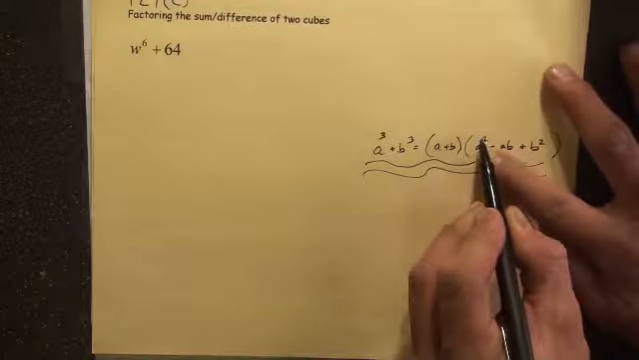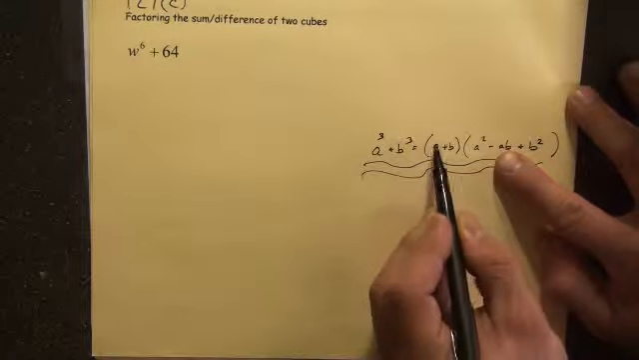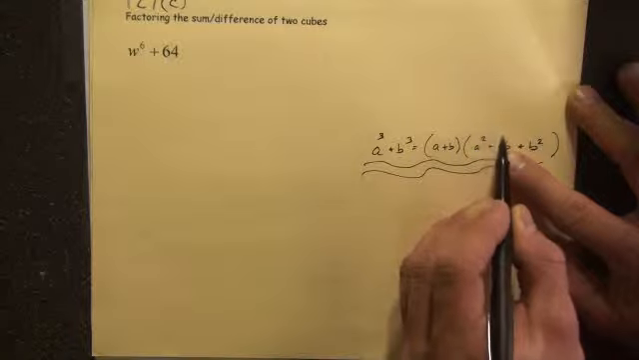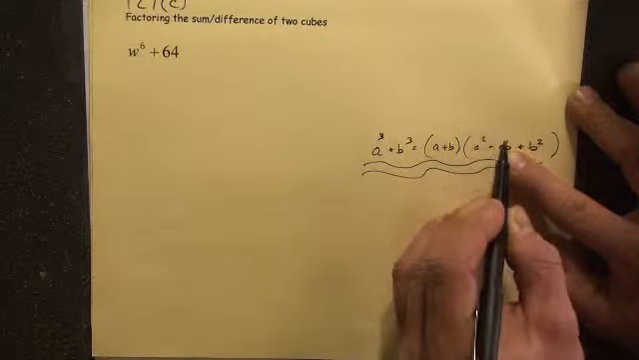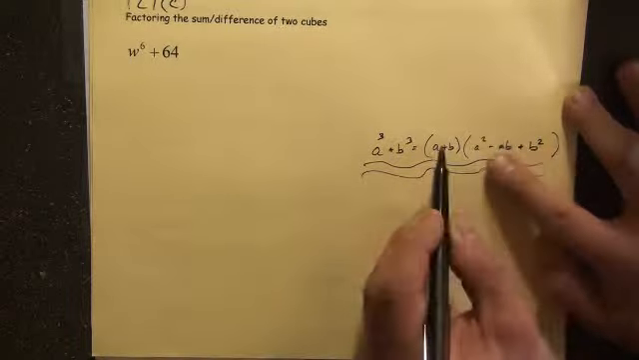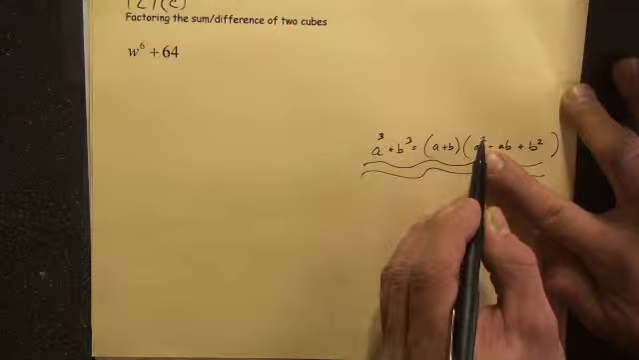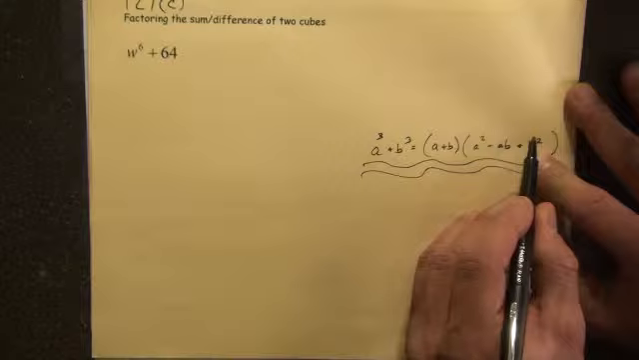If you multiply this, you'll get your a cubed. If you multiply this, you'll get plus b cubed. If you distribute to this, you'll get minus a squared b. Distribute this, you'll get minus ab squared. When you distribute the a over here, you get a plus ab squared. That cancels. And distribute this, you get a plus a squared b. So you end up with just the first ones, a cubed, b cubed.